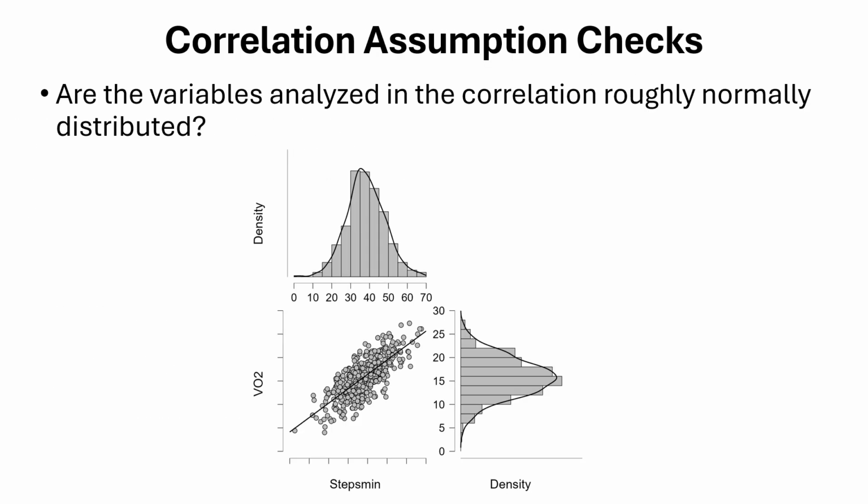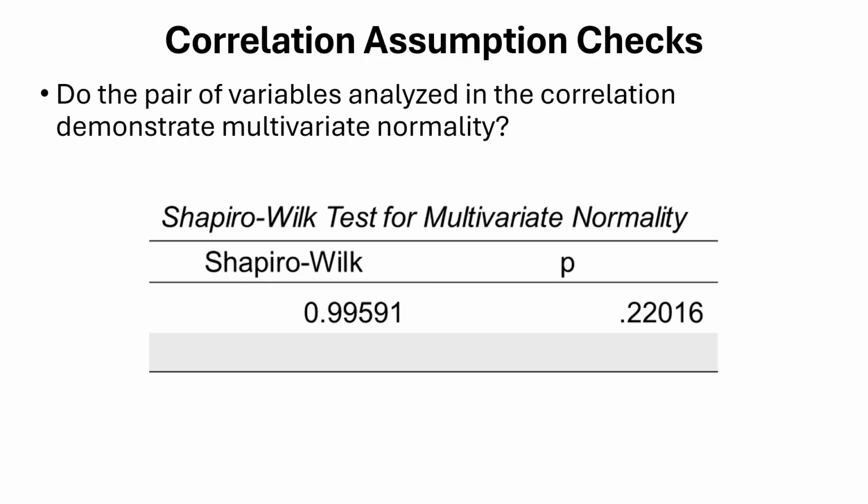The remaining assumptions associated with correlation analysis that we need to assess are linearity and multivariate normality of the data. The scatter plot clearly indicates a straight line pattern indicating a linear relationship between stepping rate and measured oxygen consumption. Moreover, the density plots generally indicate that both variables appear to be normally distributed. Further specific evaluation of the multivariate normality assumption using a multivariate extension of the Shapiro-Wilk test further confirms the data appears to demonstrate multivariate normality, as evidenced by the non-significant p-value of 0.22016, which is greater than 0.05.